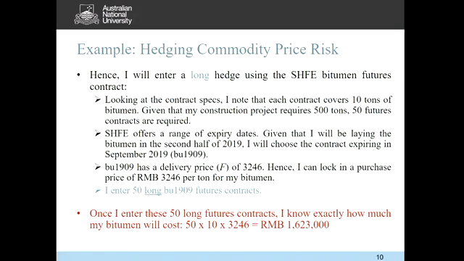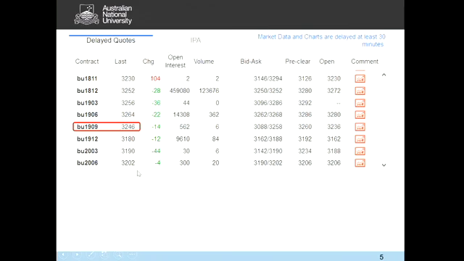Okay. And we see that BU 1909 has a delivery price, so just let me go back again, a delivery price of 3,246 RMB per ton, okay? So we're going long 50 contracts of BU 1909 at a delivery price of 3,246. So we just jump on our computer, we enter the order, and a couple of seconds later, the exchange tells me it's done, right? So the moment my order gets executed, I'm locked into this price, 3,246 RMB per ton. Yeah, straightforward.